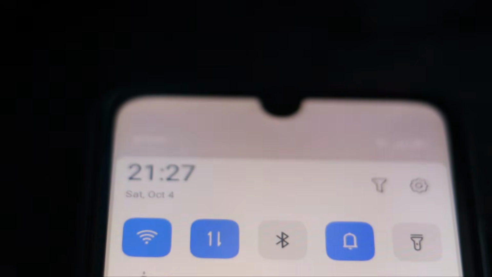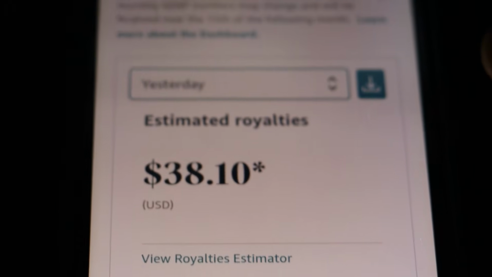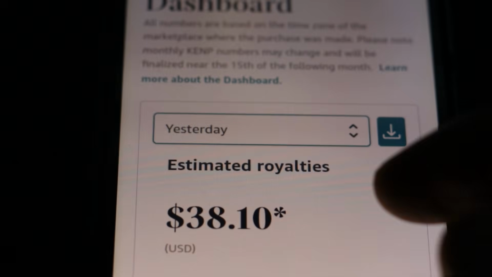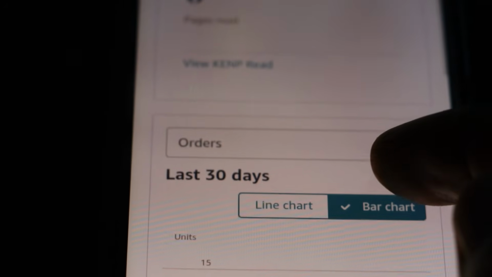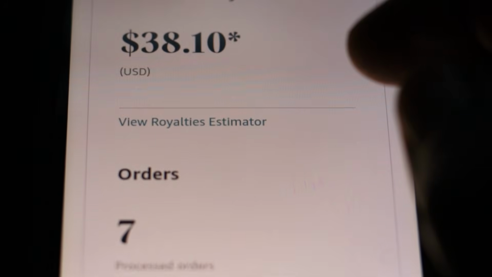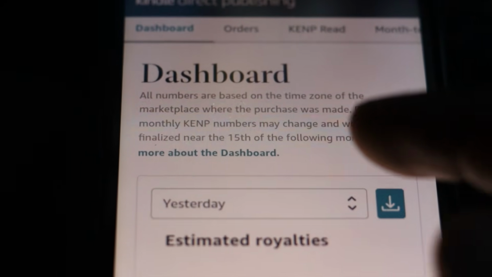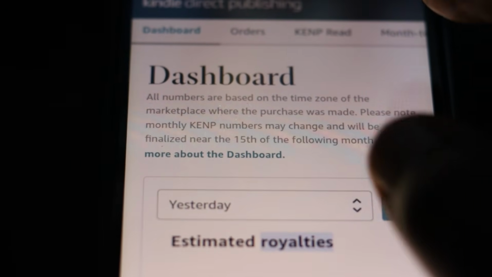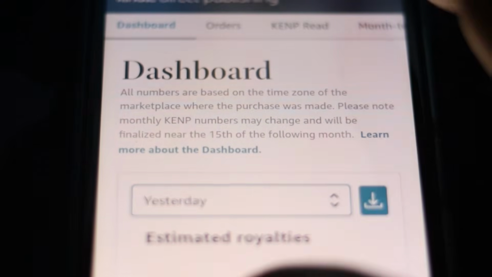This is on the 4th of October. That's when I'm recording this. So yesterday we made $38.10, right? So that is on the 3rd of October. We made $38.10, and this money is coming from 7 books. We sold 7 books and we actually made $38.10. So that's how much we have actually made for yesterday. Let's see how much we are going to make the next day, which is on the 4th.